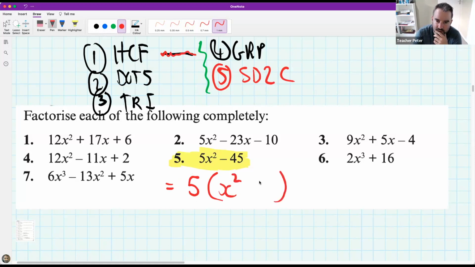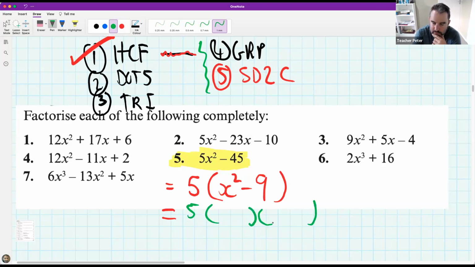Okay. Did you get x squared minus 9 in your other bracket? Yes, sir. And then what would you do? For the bracket, I would do the difference of 2 squares. Yes. What are the two factors going to be? It's x plus 3, and the other bracket is x minus 3. Perfect. Thank you, Amy. That was lovely.